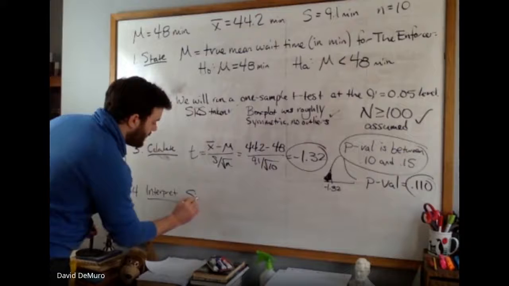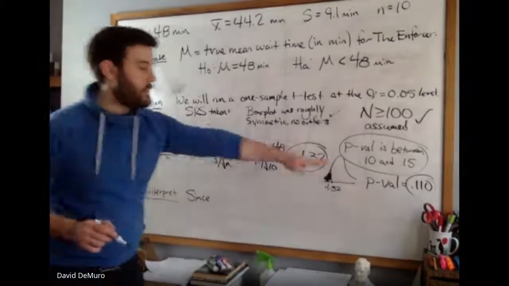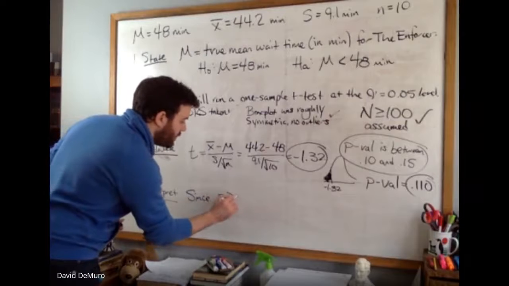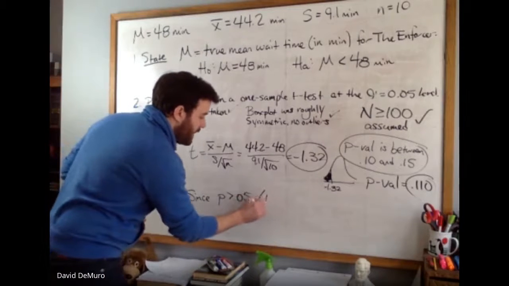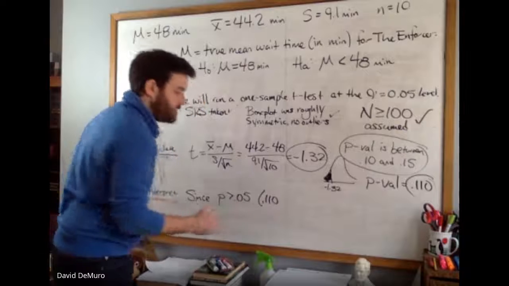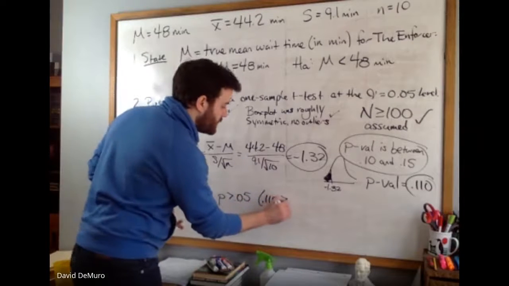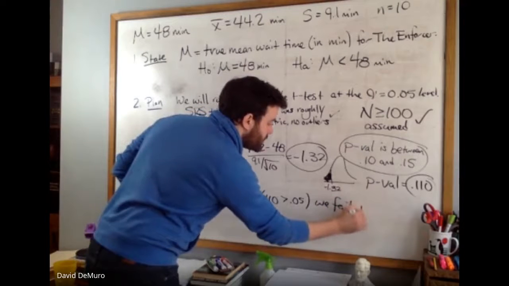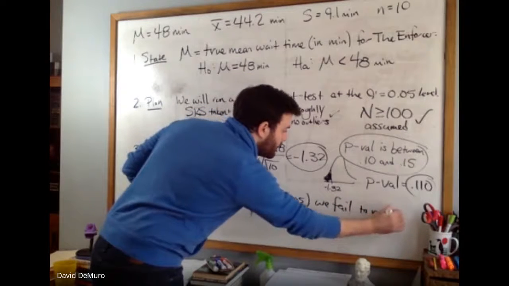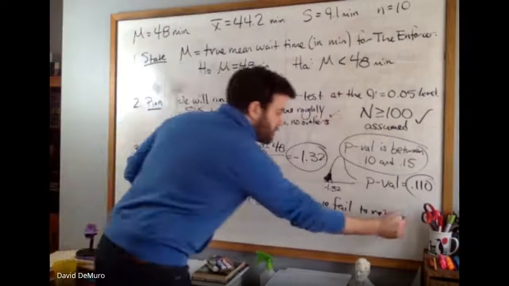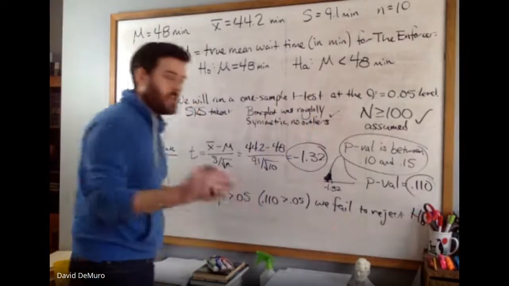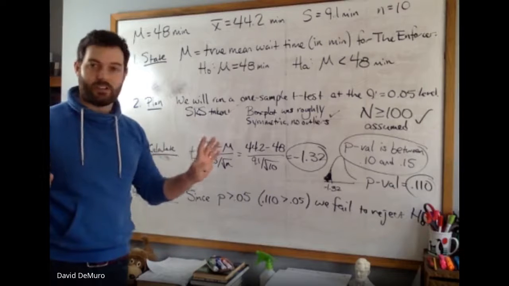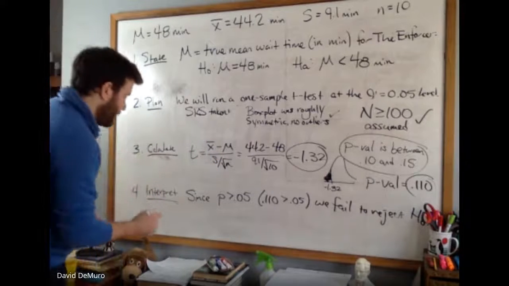Always start it out with a comparison of your p-value to your alpha level. So since p is greater than 0.05, and if you want to be really explicit about it, you can say 0.110 is greater than 0.05. We fail to reject the null hypothesis. Remember, never accept. Never say you're going to accept the null. That's bad right there. Don't say we accept the null. We fail to reject the null.